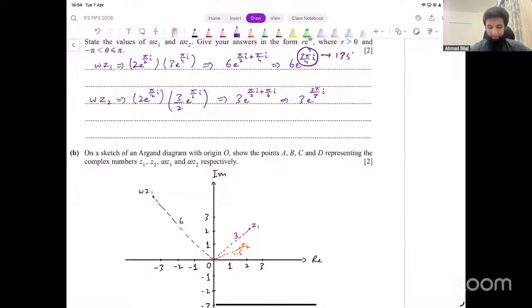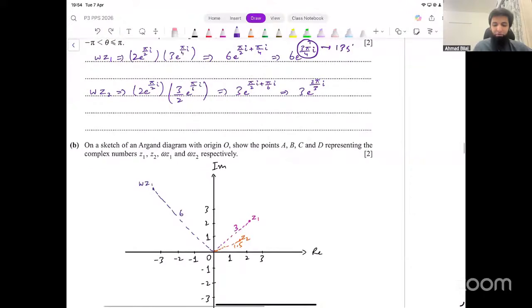Okay? And this angle is 3 pi over 4. And then finally, WZ2, what about that? That's a distance of 3 units from the origin, so half of this. And the angle is 2 pi over 3. 2 pi over 3 in degrees is 120 degrees. So 120 degrees, where is that going to be?